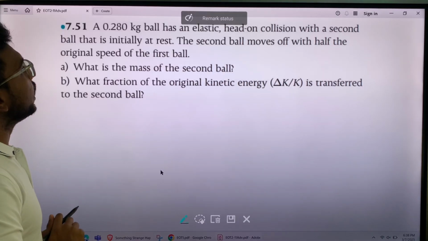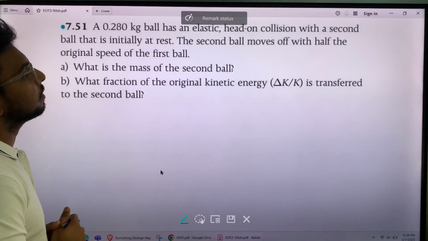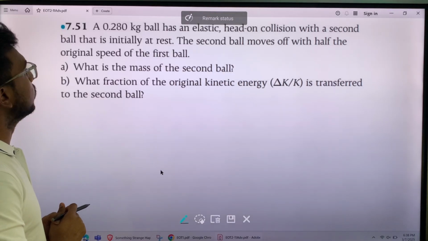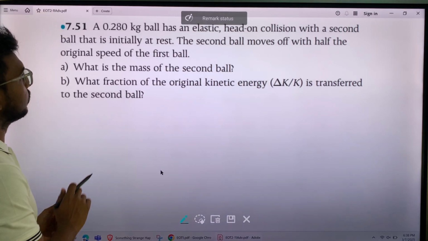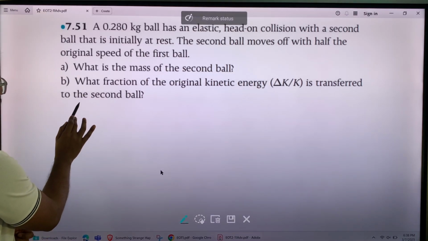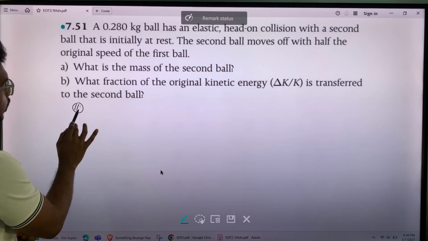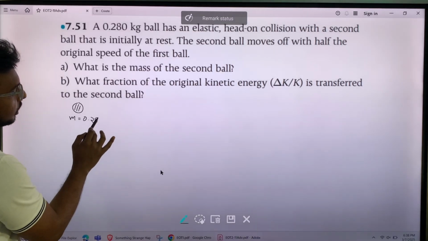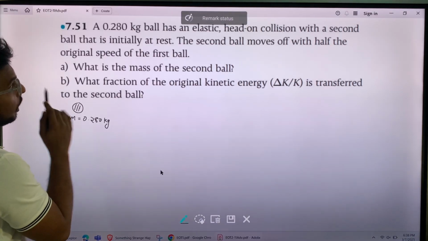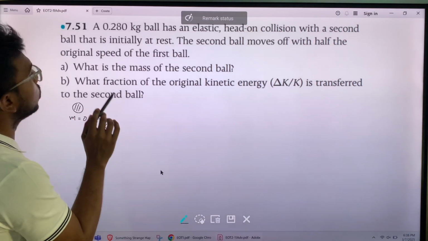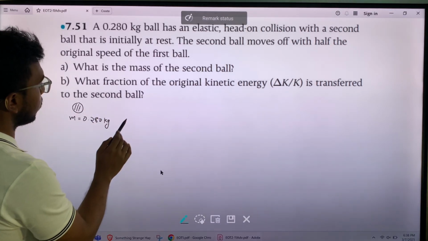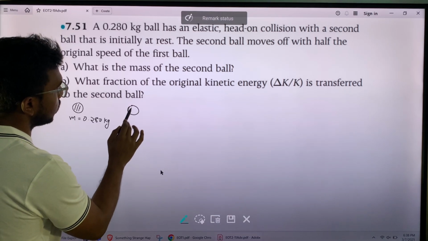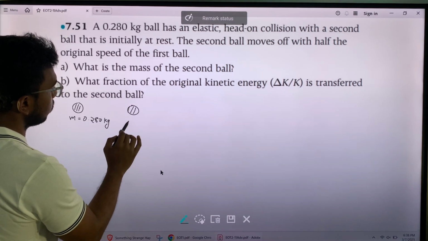A 0.28 kilo ball has an elastic head-on collision with a second ball that is initially at rest. So we have a particular ball, a 0.28 kilo. So I know the mass, 0.28, has an elastic head-on collision with a second ball that is initially at rest. So there is another ball which is initially at rest. So I know the velocity, which is 0.